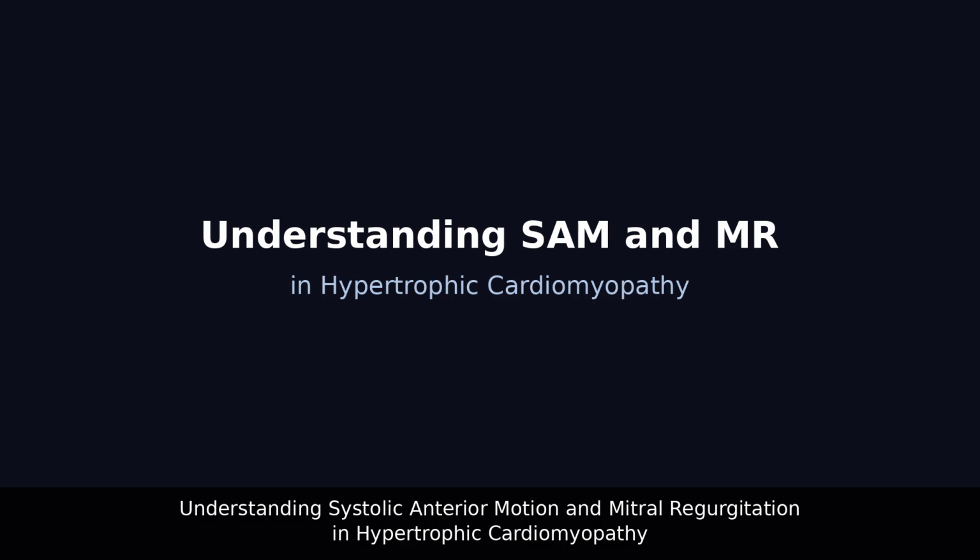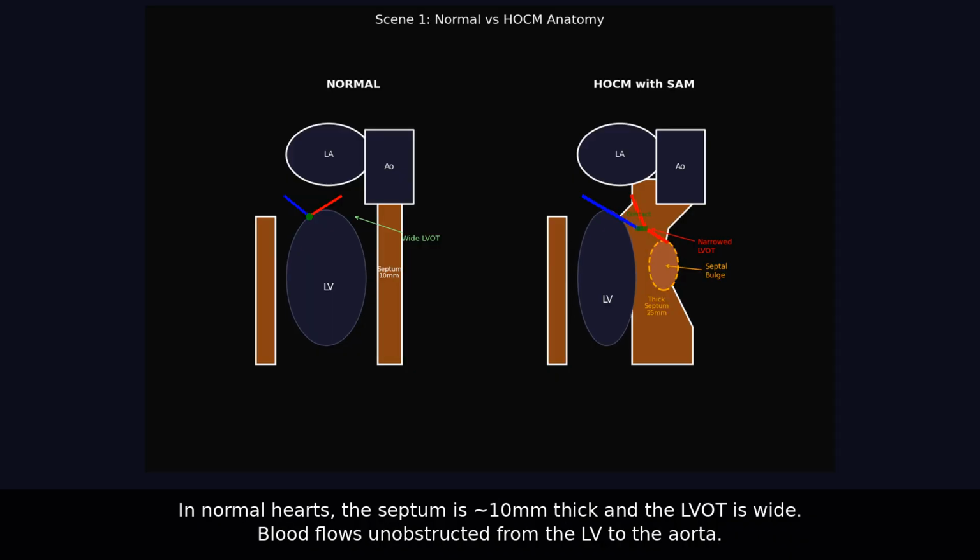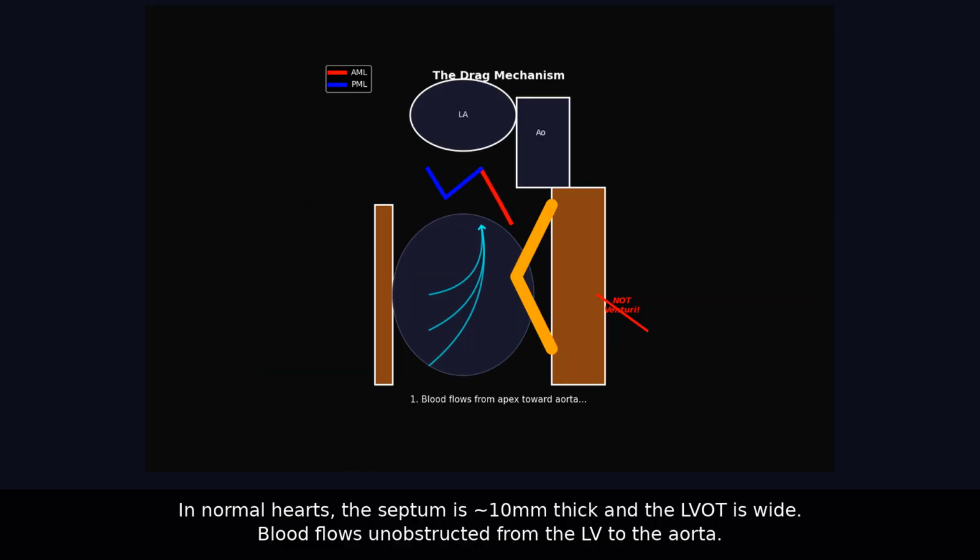Understanding Systolic Anterior Motion and Mitral Regurgitation in Hypertrophic Cardiomyopathy, an echo-based prediction framework. In normal hearts, the septum is about 10 millimeters thick and the left ventricular outflow tract is wide. Blood flows unobstructed from the left ventricle to the aorta.